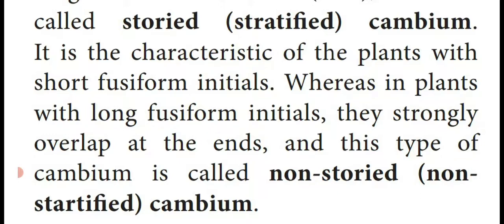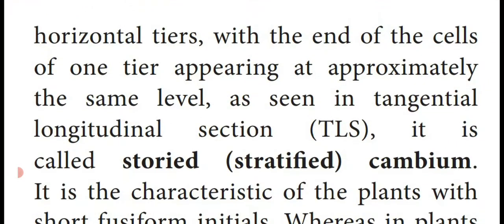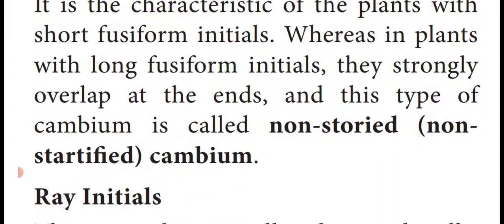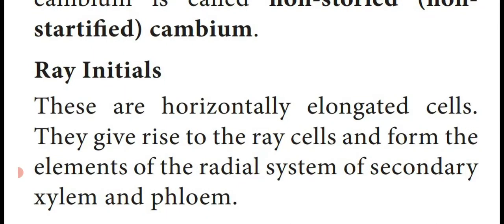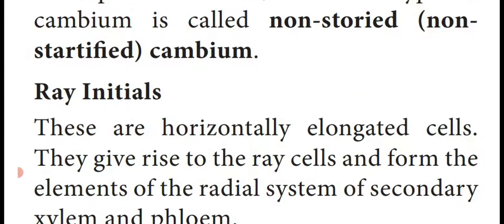So the first one is horizontally arranged tiers, and they are arranged at approximately the same level. In the second one, the fusiform initials are long. They are strongly overlapped at the ends. And this type of cambium is called a non-storied cambium. So this is the fusiform initial and the cambial type.